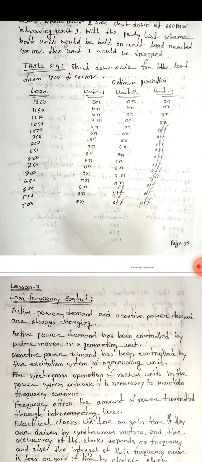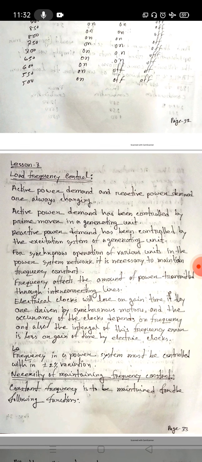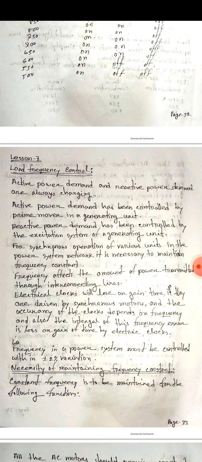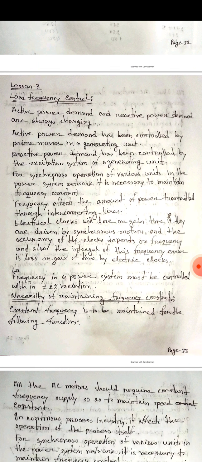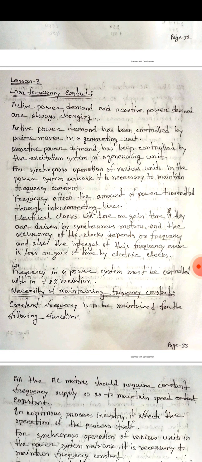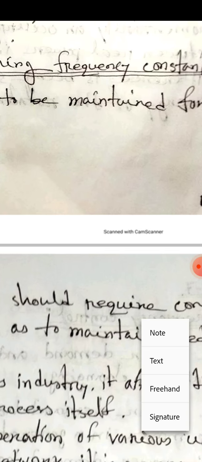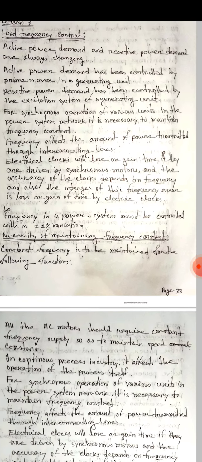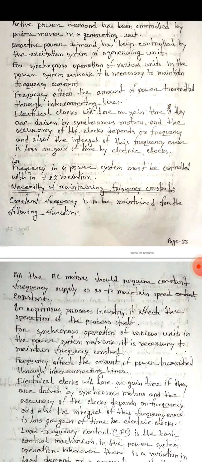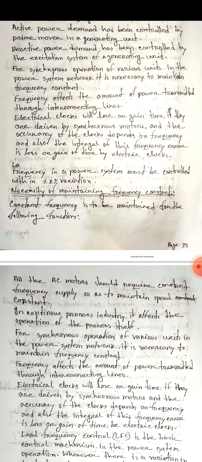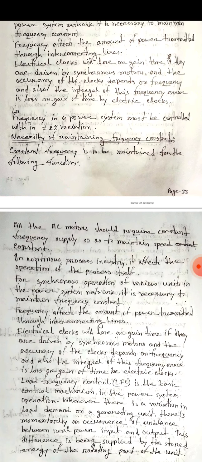Lesson 7, frequency control. This topic is frequency control and discusses the system. This topic covers the necessity of maintaining frequency constant.